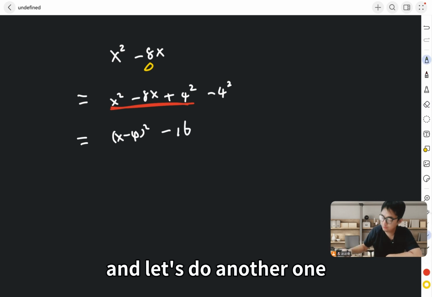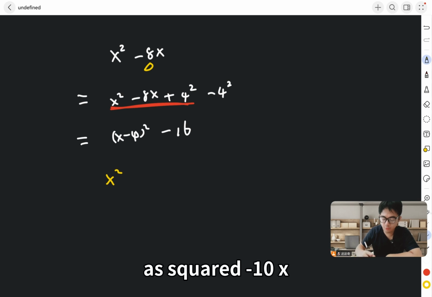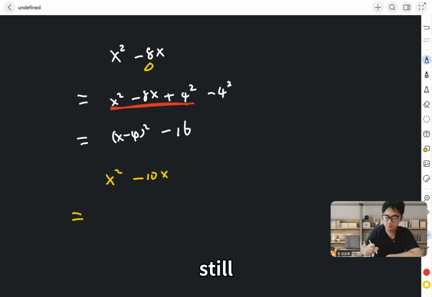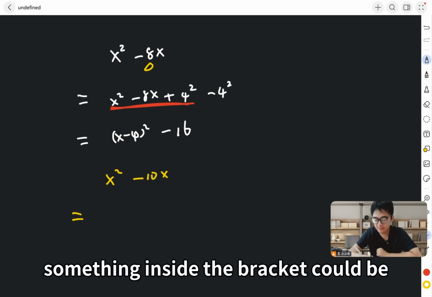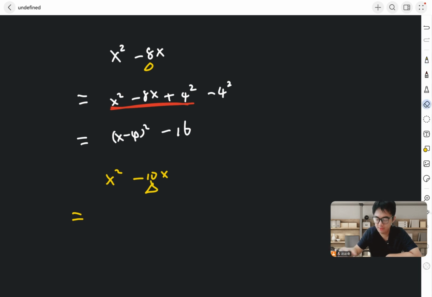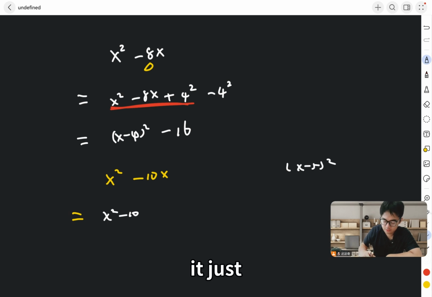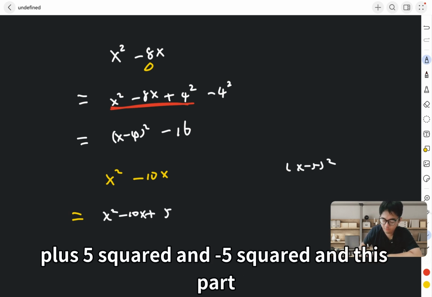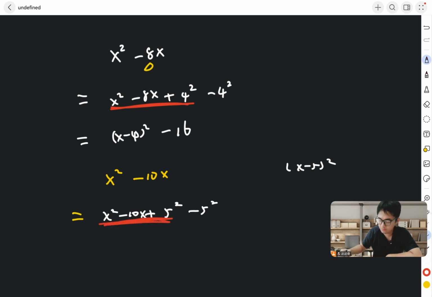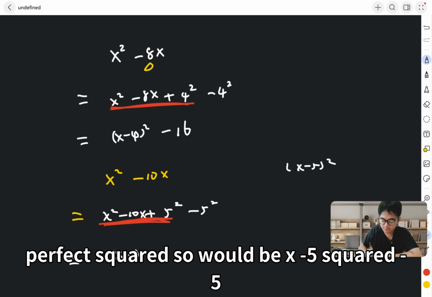And let's do another one. x squared minus 10x, still something inside the bracket could be 5. And all I need to do is just plus 5 squared and minus 5 squared, and this part would be the perfect square. So it will be x minus 5 squared minus 25.